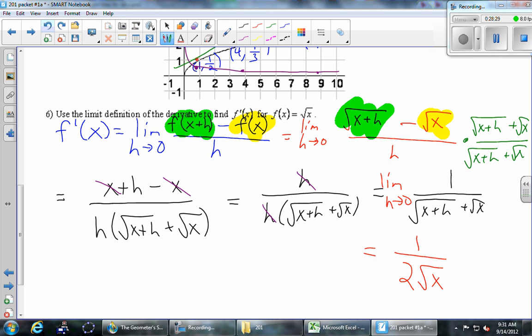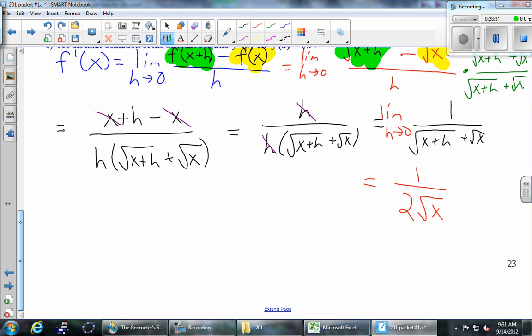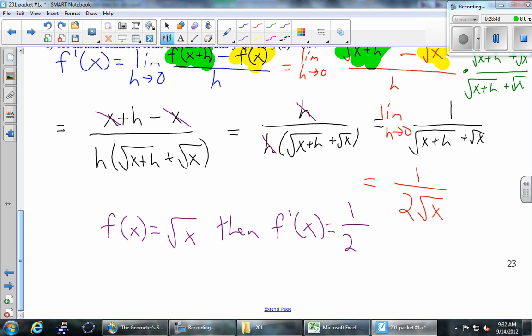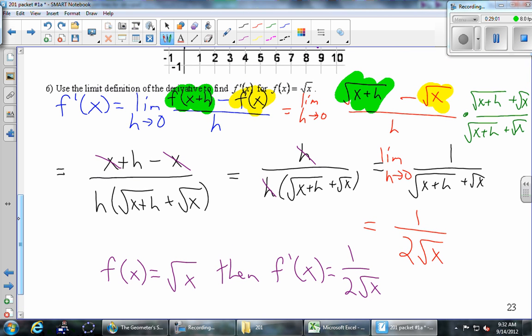Okay, so after all that work, I'll write down our big conclusion here, that if f of x is equal to, what did we start with, square root of x, then f prime of x, what did we figure out as the derivative of that function? 1 over 2 root x. Of what? Yes. Everybody have what we need here at the bottom? Because I want to look at the graph again.